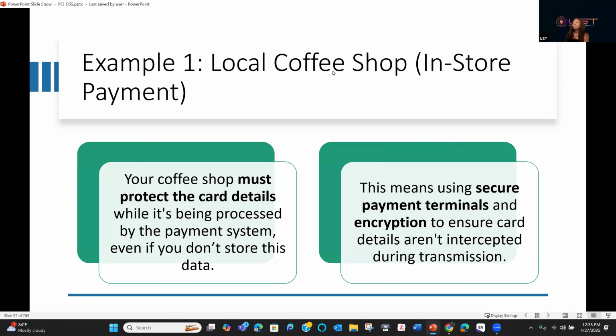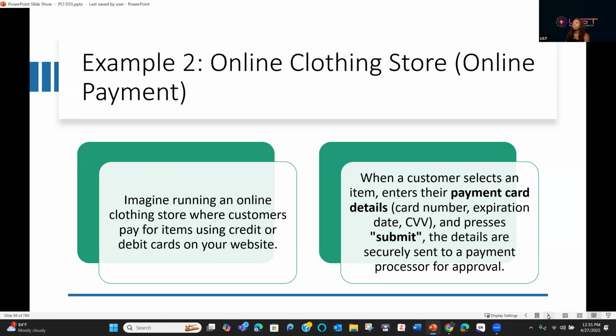Or, for example, let's talk about a local coffee shop in store. Your coffee shop must protect the details while it's being processed. Okay, we'll see that when talking about the payment system, even if they don't store it, right? Just the fact that it's being processed, even though they do not store the cardholder data, they also need to make sure it's being protected. This means using a secure payment terminal and encryption to ensure card details aren't intercepted during transmission.